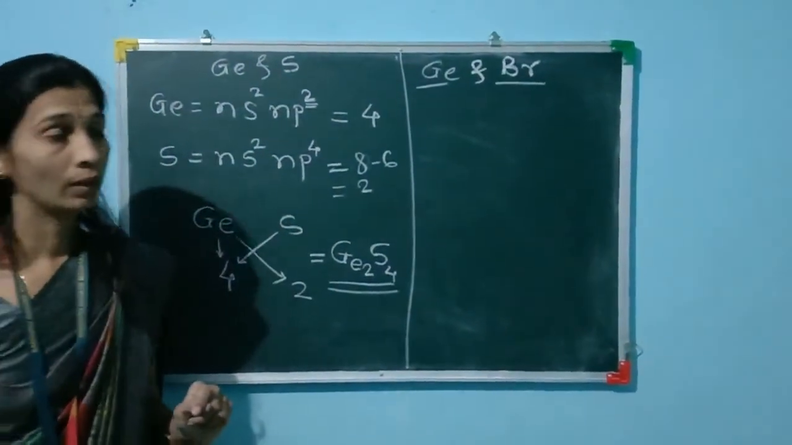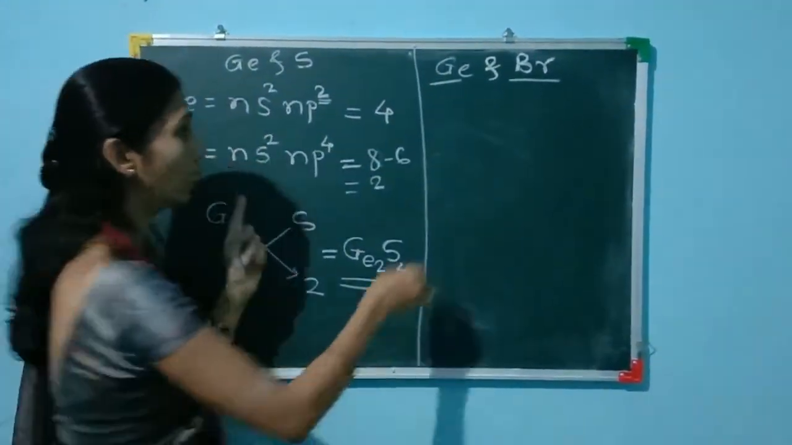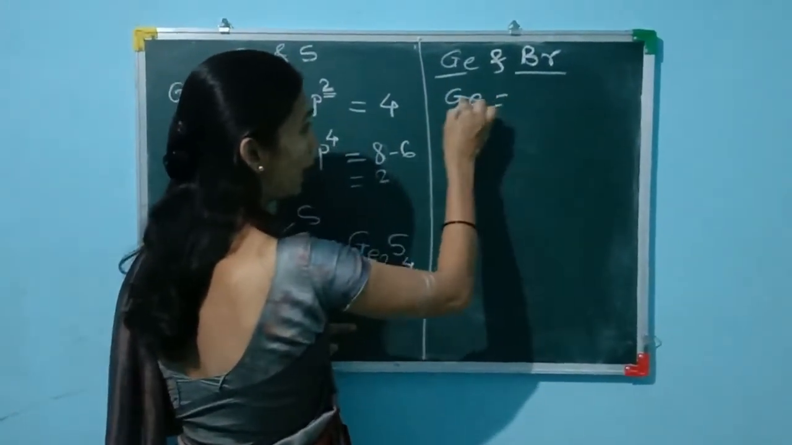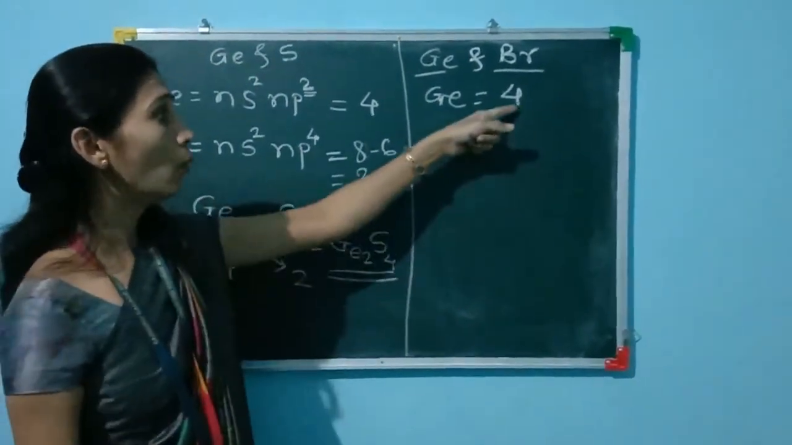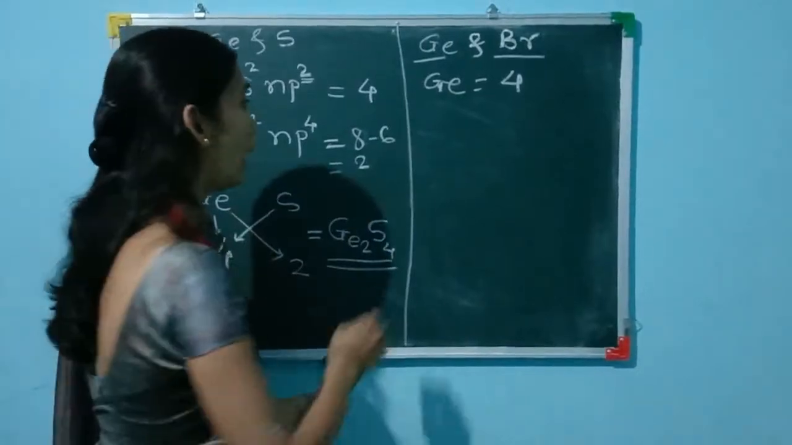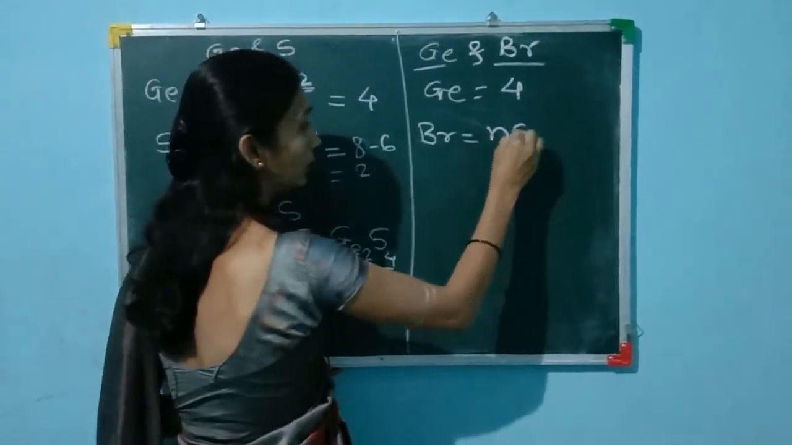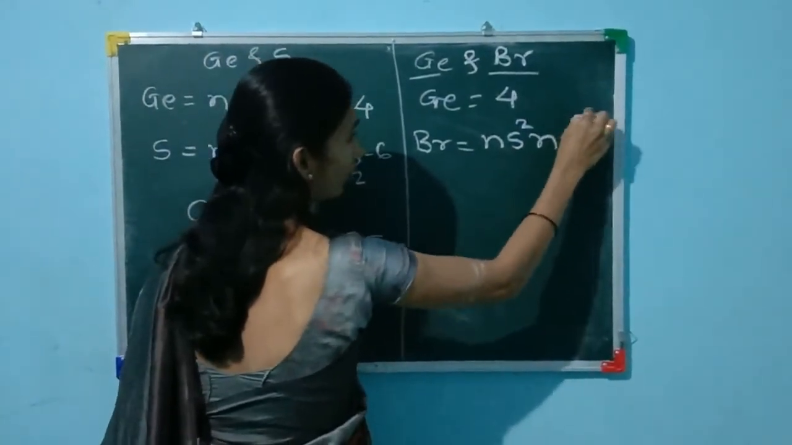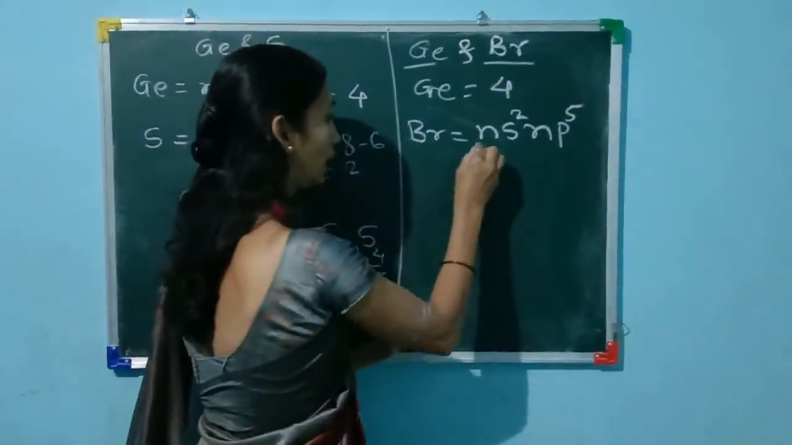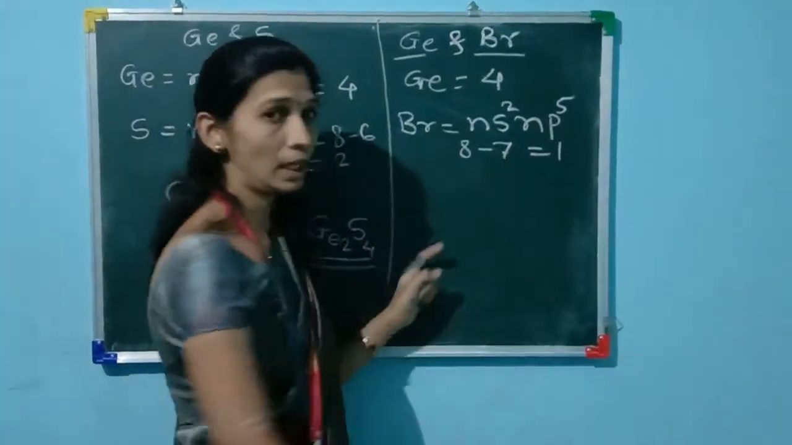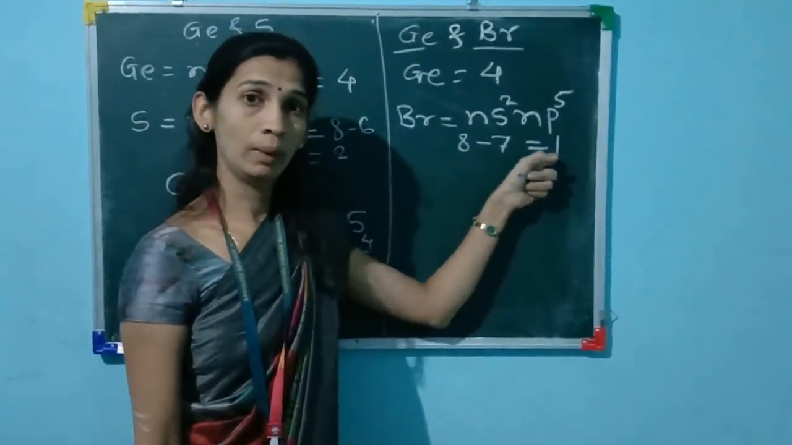Now next, bromine. The general electronic configuration for germanium we write here. Therefore, the valency of germanium is 4, by 8 minus 4. Now for bromine, the general electronic configuration is ns2 np5. That means the outermost shell contains 7 electrons. By 8 minus 7, the valency of bromine is 1.